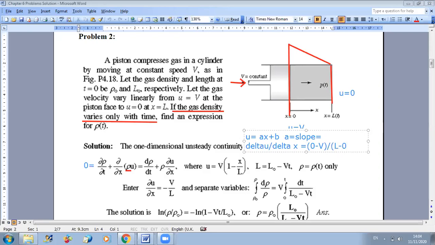So here the slope of variation is minus V over L. Okay, so this is what you need. What you need is delta u by delta x. So delta u by delta x, the slope of variation of u with respect to x, is equal to minus v over L. So you can replace del u by del x in this relation by minus v over L.